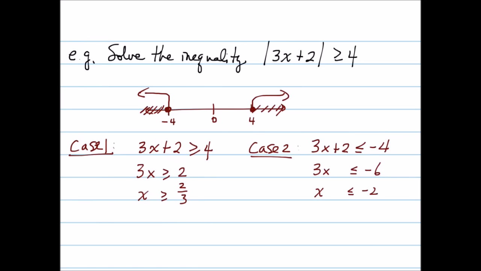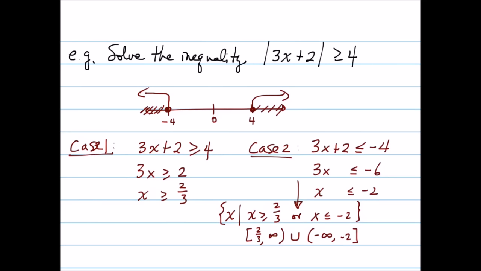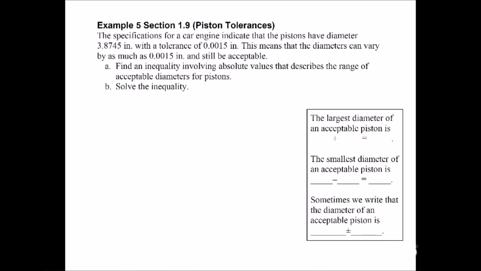We can then combine these two cases into our solution set. We can write our solution set in set builder notation as the set of all x such that x is greater than or equal to 2/3, or x is less than or equal to negative 2. In interval notation, we will write this as the closed bracket, 2/3 to infinity, union, the open bracket, negative infinity, negative 2, closed bracket. The reason why I know to use the union symbol is because it is an or statement.